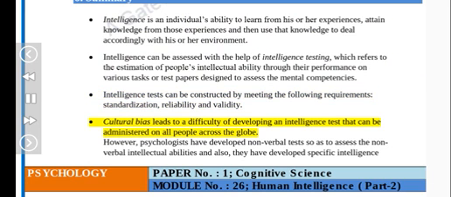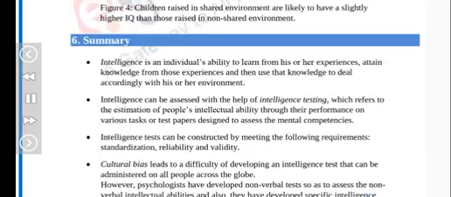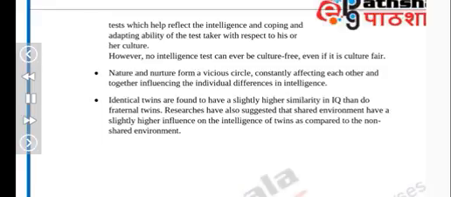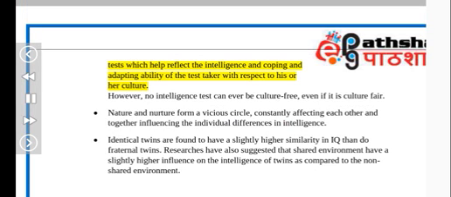Cultural bias leads to a difficulty of developing an intelligence test that can be administered on all people across the globe. However, psychologists have developed nonverbal tests so as to assess nonverbal intellectual abilities, and they have also developed specific intelligence tests which help reflect the intelligence and coping and adapting ability of the test taker with respect to his or her culture. However, no intelligence test can ever be culture-free, even if it is culture-fair.